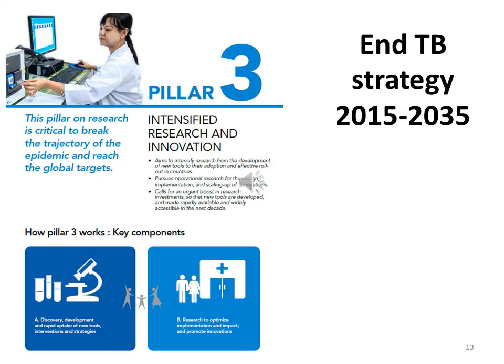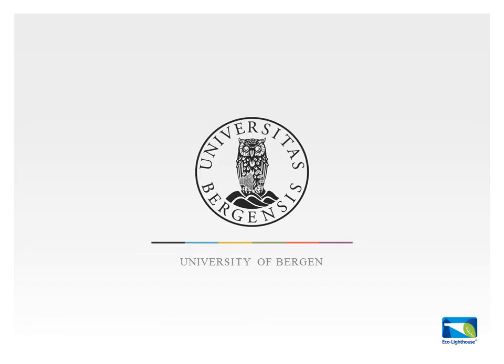The third pillar is research and innovation. This is development of new tools and ensuring uptake, and research to optimize their impact. In conclusion, the control strategy needs involvement from all parts of the society, and several mechanisms exist. All should follow the same strategy adapted to the local situation.